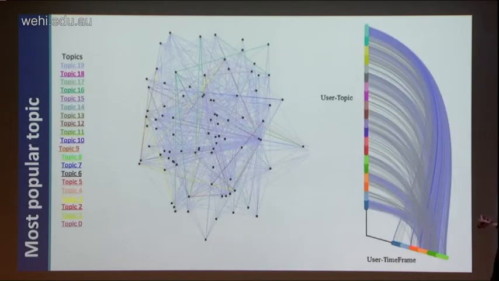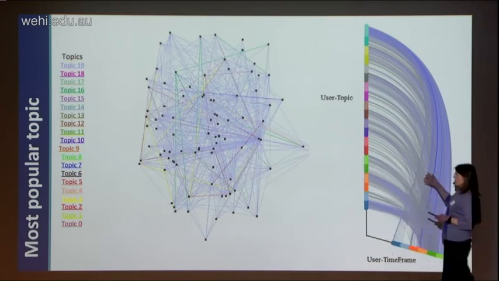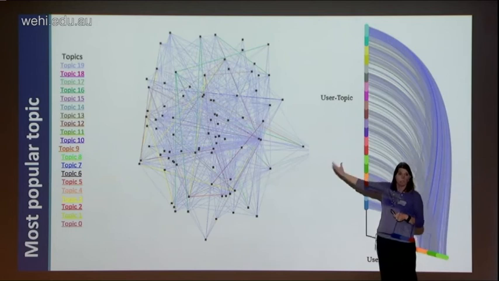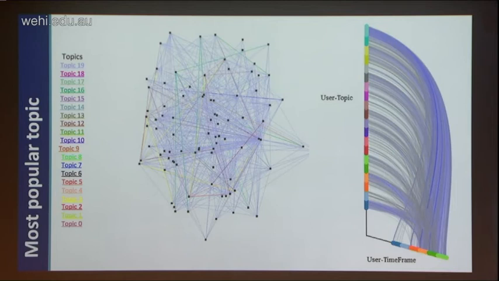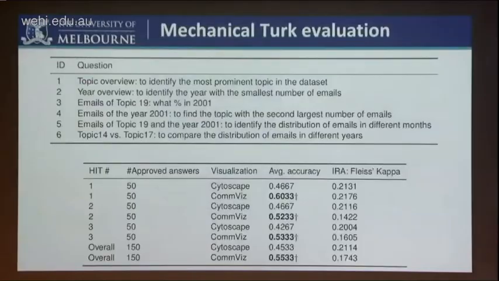Yes, so we actually did a user study to validate that this is accomplishing what we hope it does. We ran a study on Mechanical Turk where we asked users to answer questions about the same representation of the data, one using CommViz and one using the standard node-link graph. This is implemented in Cytoscape. We just asked simple questions like, what was the most popular topic discussed? It's completely obvious in this representation, and I have no idea in the standard representation.